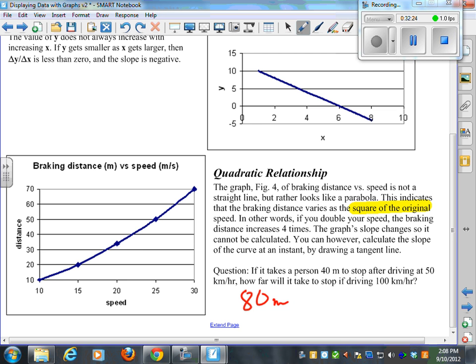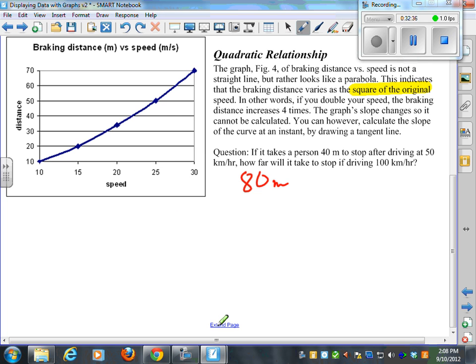I'll read the question again. If it takes 40 meters to stop if you're driving 50, how far does it take to stop if you're driving 100? 160. Did you say 160? I say 5,650. Are you going to stick with your 80? Is that the final answer, Regis? You know with that? Okay.